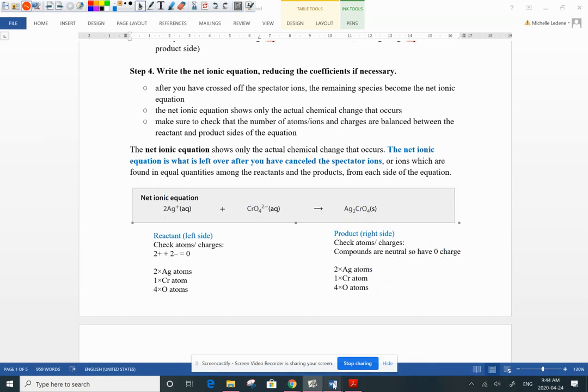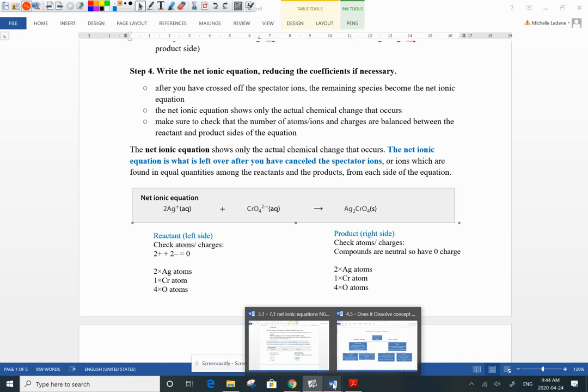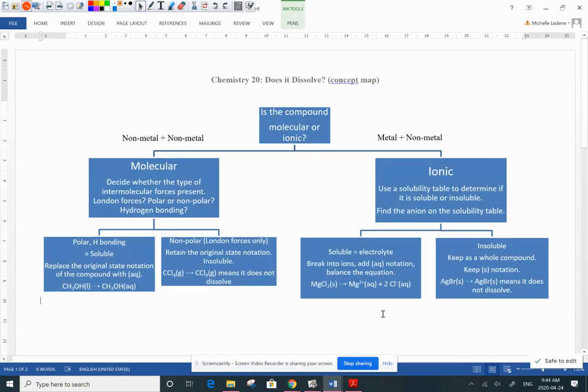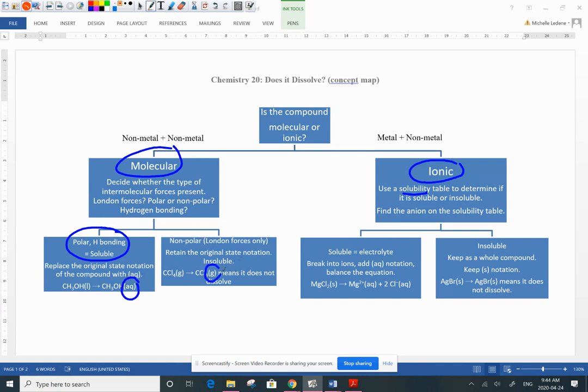Okay, one thing I wanted to mention to you guys: what if we didn't have ionic compounds? What if we had some molecular compounds, or what if we had some acids in our non-ionic equation? So we've got that table 3, but we also have this does-it-dissolve concept map, right? And we just looked at what to do if it's an ionic compound. We use our solubility table to decide, are we going to dissociate it or not? If it is a molecular compound, we have to decide, is it soluble? Does it become aqueous? Or is it non-soluble? Does it not dissolve, and it keeps its same state.